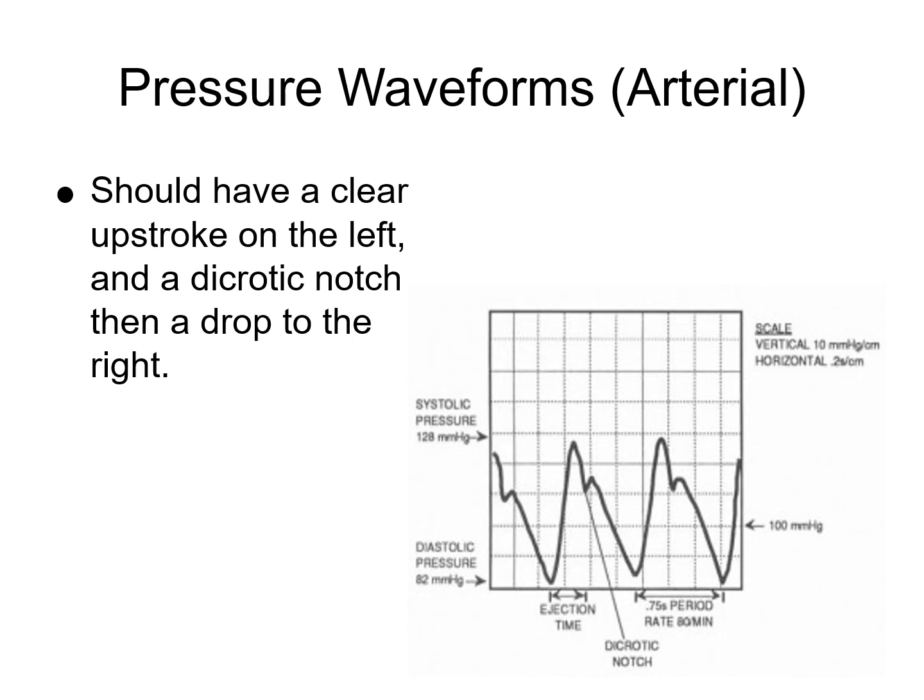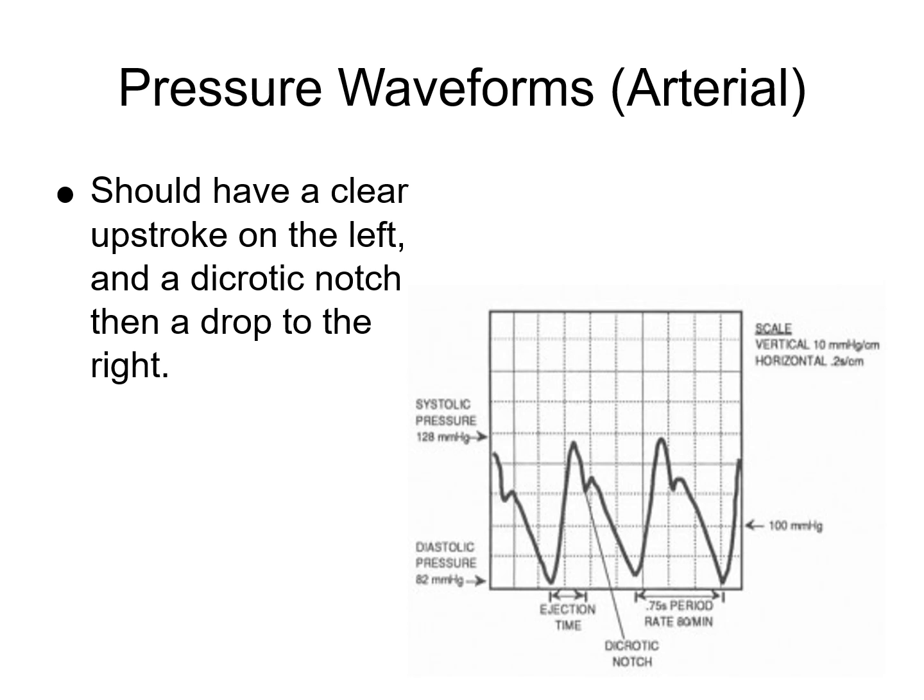Alright, so what should an arterial pressure waveform look like? You should see a clear upstroke on the left side, the more straight upright portion. Then you see the peak and a little notch there. You should remember that's a dicrotic notch, okay?